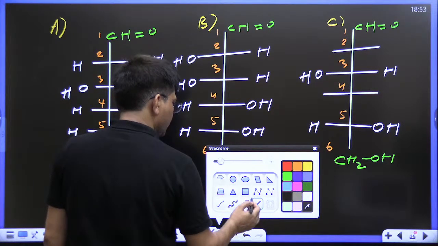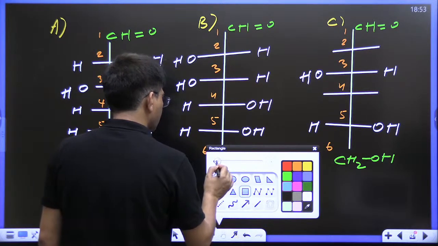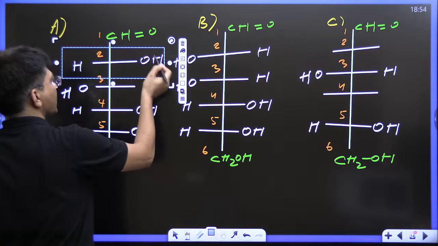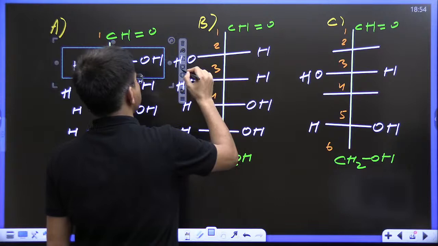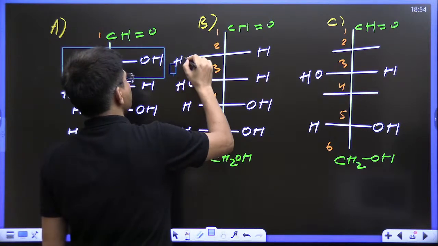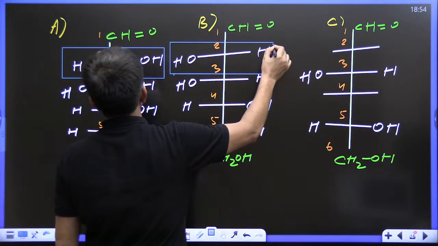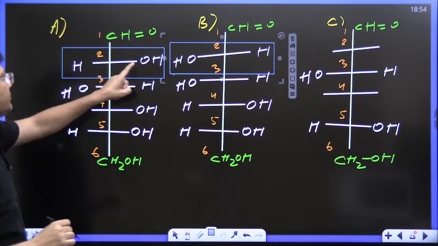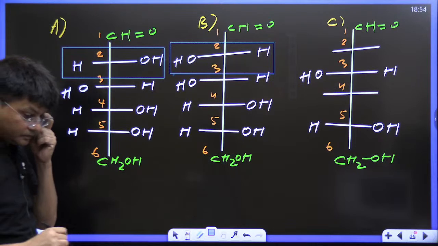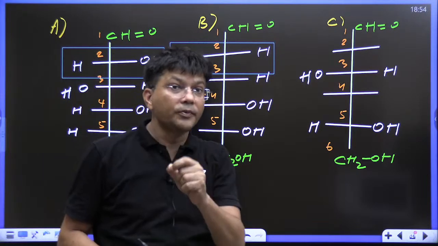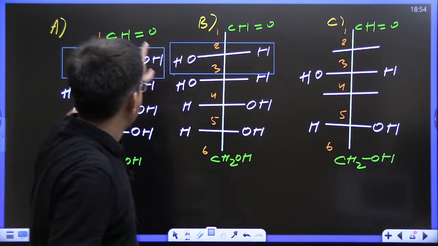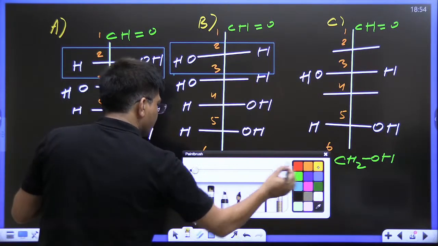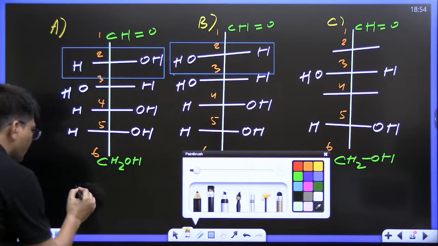The difference is at the second carbon. In one, the OH is on the right hand side, and in the other, at the second carbon, the OH is on the left hand side. This is the difference. So what will you say? This compound's name is glucose. Kids, this is your glucose.